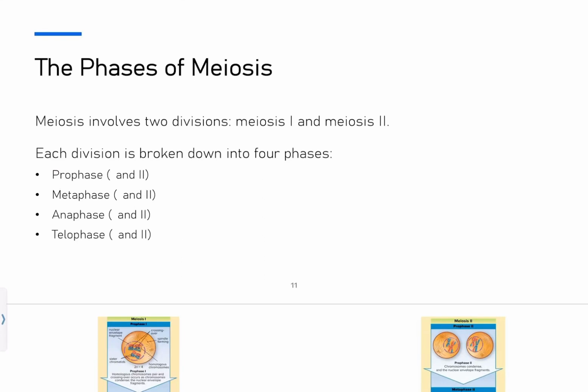Okay, so let's break down the phases of meiosis. We talked about previously how meiosis consists of 2 complete rounds of cell division, meiosis 1 and meiosis 2, and each round has 4 phases. Just like mitosis, it's going to have prophase, metaphase, anaphase, and telophase. So in total, meiosis has 8 named stages: prophase 1, metaphase 1, anaphase 1, telophase 1, and then round 2, which is prophase 2, metaphase 2, anaphase 2, telophase 2.